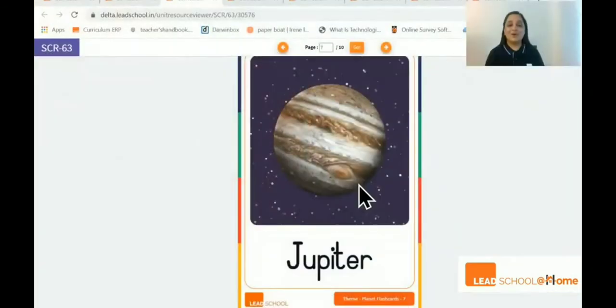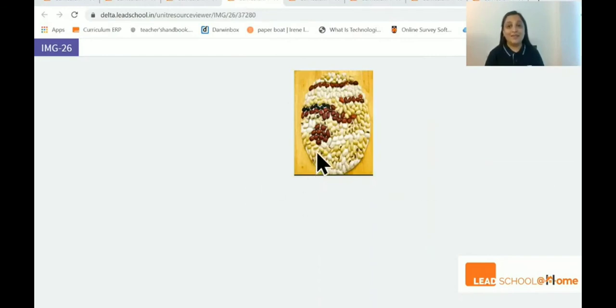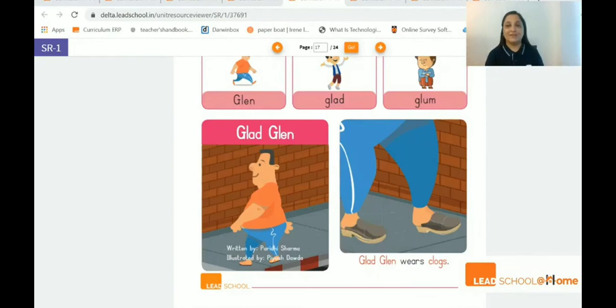So parents, today after the class, you are going to talk about planet Jupiter with your child. Please tell them about different planets, their positions and about Jupiter and its features. Please give them some different beans so that they can create their own planet Jupiter with the help of beans and some Fevicol. After that, in literacy, please help your child read the story Glad Glen. Please remember, ask your child to read the words which are written in red.